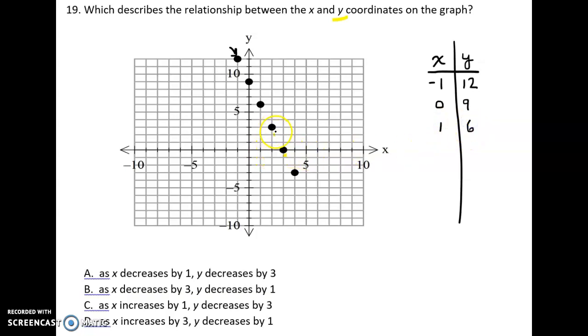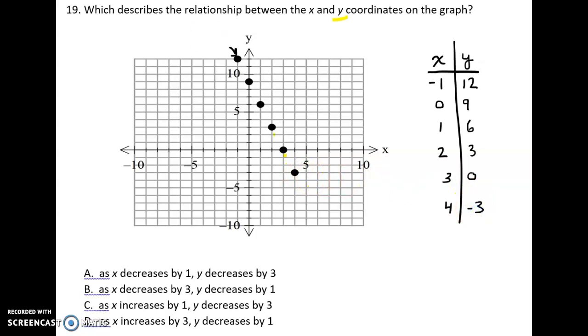Then I've got an x value of 2 and a y value of 3. Then I've got an x value of 3 and a y value of 0. And I've got an x value of 4 and a y value of -3.